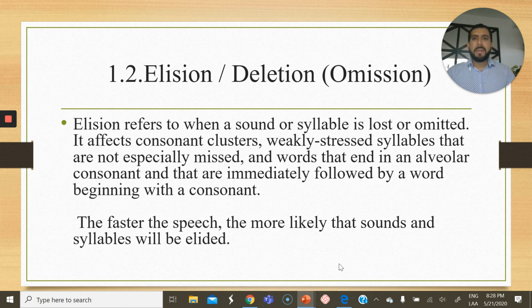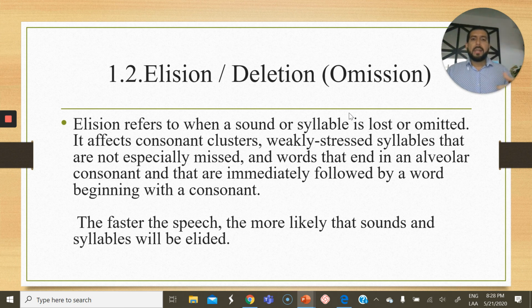And the next phenomenon is elision, which is also called deletion or omission. I always like to think about it in terms of omission because, to me, at least to my brain, it's much easier to remember what it means. When I think about omission, you simply omit. And that's what it is about. It refers to when a sound or syllable is lost or omitted altogether.